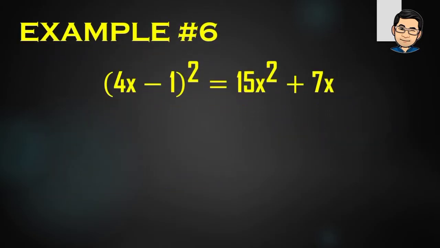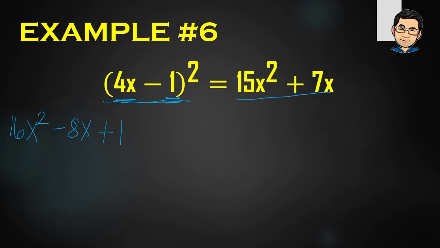So, for our next example, we have the quantity of 4x minus 1 squared equals 15x squared plus 7x. So, ipo-perform muna natin to bago natin pakialaman yung nasa right side. So, square of binomial, square the first term, 4x times 4x, that is 16x squared. Twice the product of the first and last term. 4 times negative 1 is negative 4 times 2, negative 8x. Next, square the last term, negative 1 times negative 1, that is positive 1.